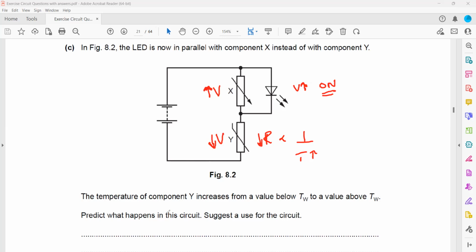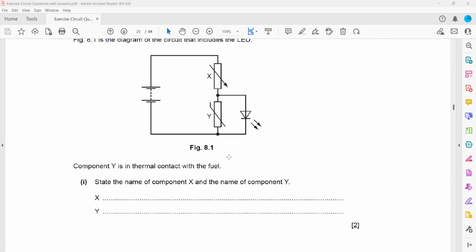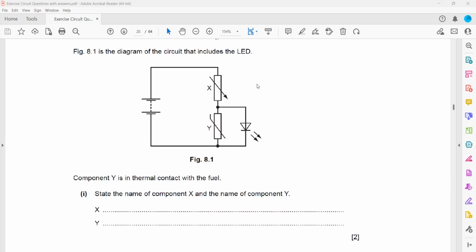So what will happen to the light emitting diode? The light emitting diode will be switched on as the temperature rises. We always take the direction of the conventional current. Whenever you are explaining the working of a potential divider circuit, better explain in terms of voltage rather than current. But I can explain the working of this as well.